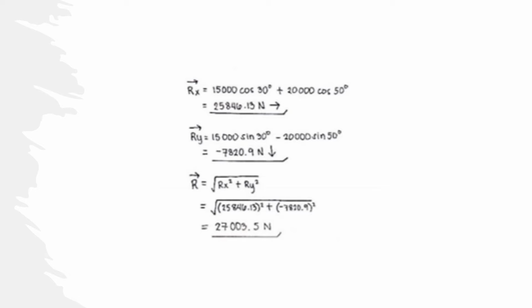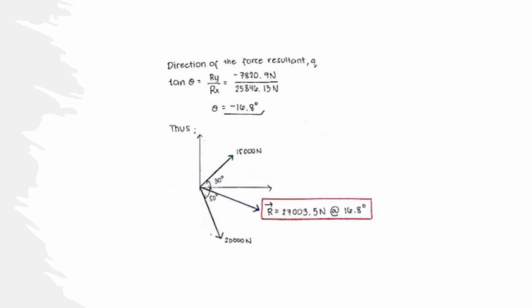And for the resultant force acting on the cargo ship, we have to get the square root of Rx squared plus Ry squared, and then we get the value of 27,003.5 newtons.